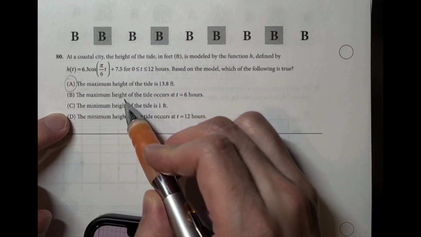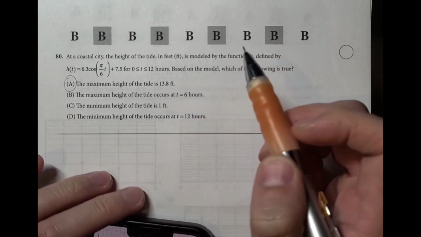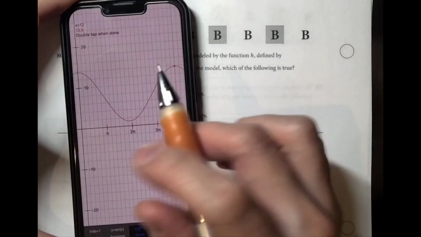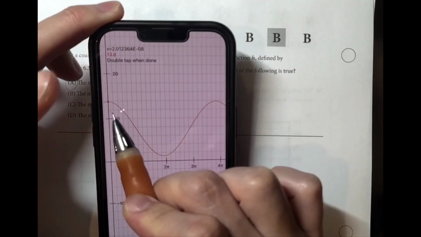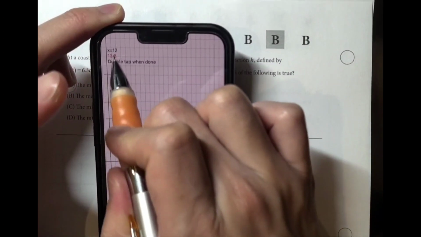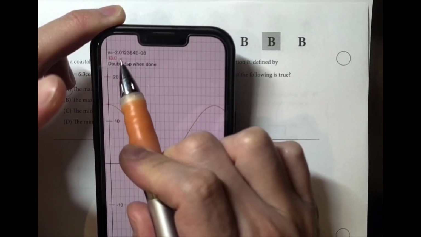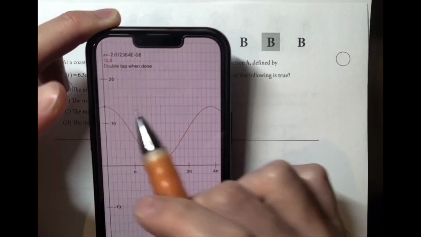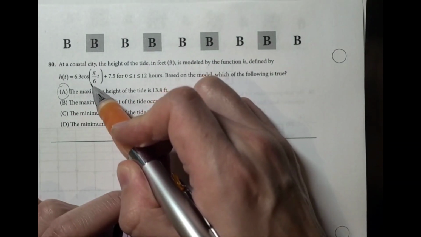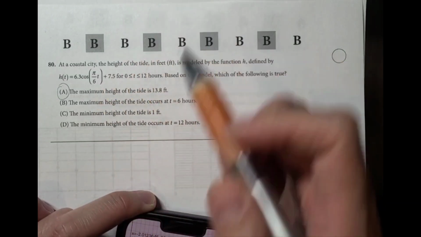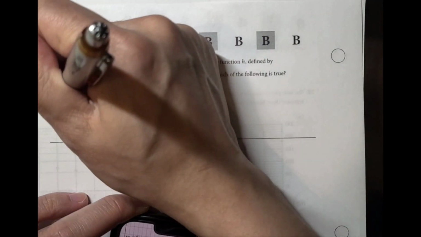The maximum height of the tide occurs at t is 6. No, it would occur at t is 0 and t is 12. Okay, so I'm looking at the x values up here. t is 0, this you can round to 0. And we know that also because this is a cosine, so at t is 0, it's at its max. Okay, so clearly not B.